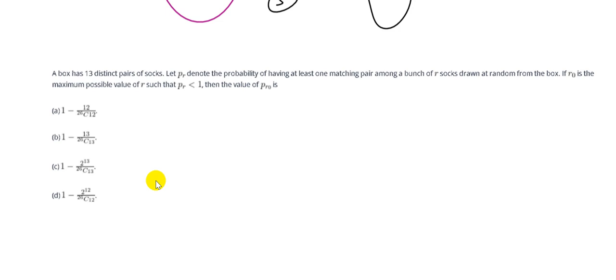A box has 13 distinct pairs of socks. Let P(R) denote the probability of having at least one matching pair among a bunch of R socks drawn at random from the box. If R0 is the maximum possible value of R such that P(R) is less than 1, then the value of P(R0) would be what? Read the question carefully and tell me what you understand from this.